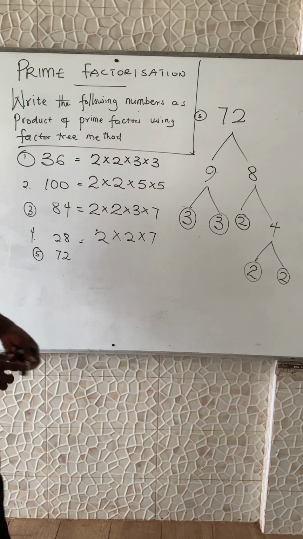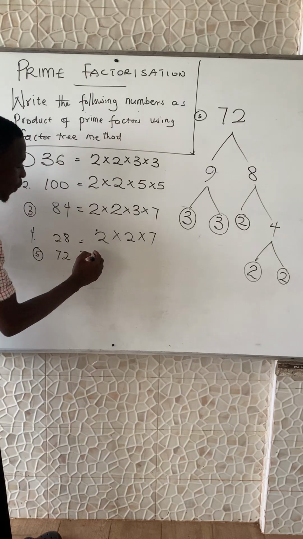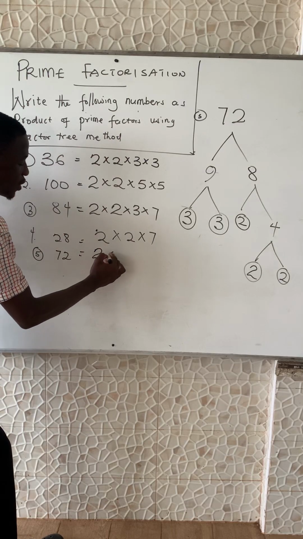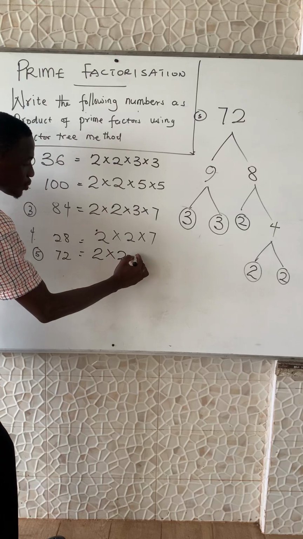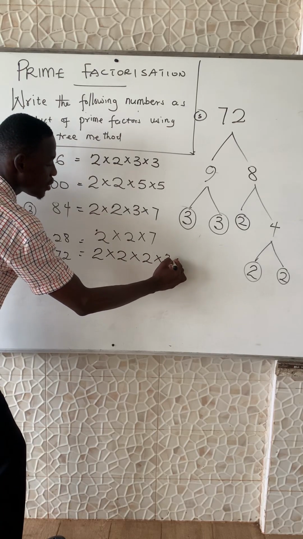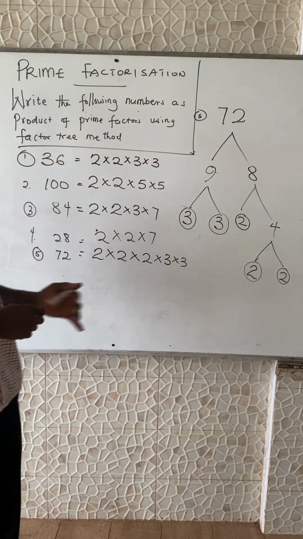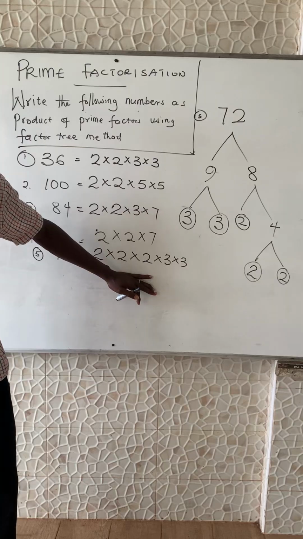Alright, so the product of prime factors of 72 will give us, please mention them along, 2 times 2 times 2 times 3 times 3. Good. Your answer is the same as what I have over here.